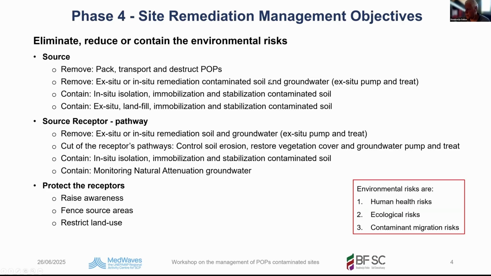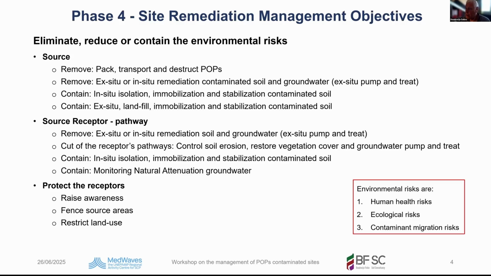And for soil, ex situ is excavation. Ex situ for water is pump and treat. And then of course the in situ remediation, sparging, bioremediation, chemical oxidation. Then you can contain your source by in situ isolation, immobilization and stabilization of contaminated soil. You inject, for instance, cement bentonite to make an inert portion in the soil that's contaminated.